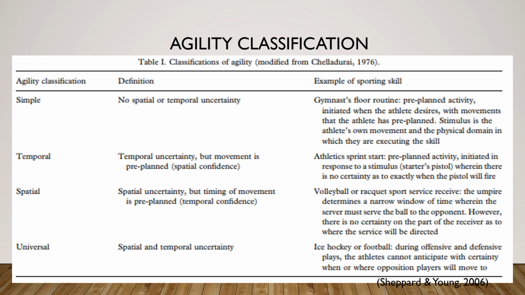And now it's also important that we can classify our agility movements. There's a number of different classifications that we can think of, and with them comes a change in difficulty for the movement. So first off, we see simple agility, so there's no spatial or temporal uncertainty, and here I suppose technically we could regard it as just change of direction.